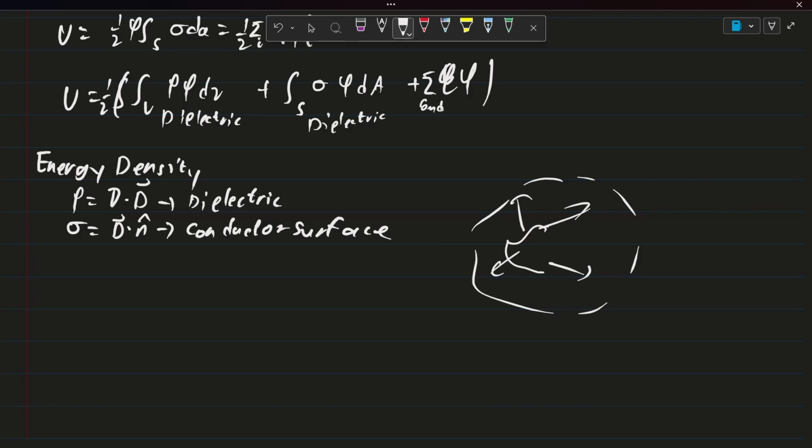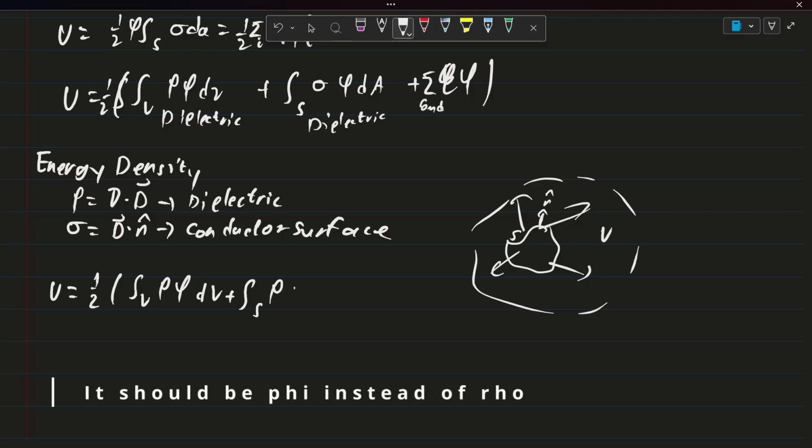So you could just define a conductor, and there will be a surface here, and the normal vector would be going outside like so, and this entire thing would be the volume except for the one at the center there. So by using the general case, the potential energy would be half times the integral of the volume rho phi dV plus the integral of the surface rho sigma dA, like so.